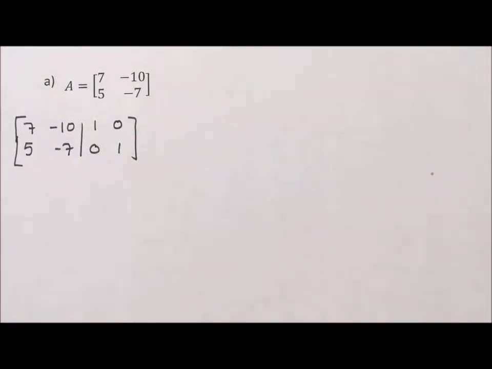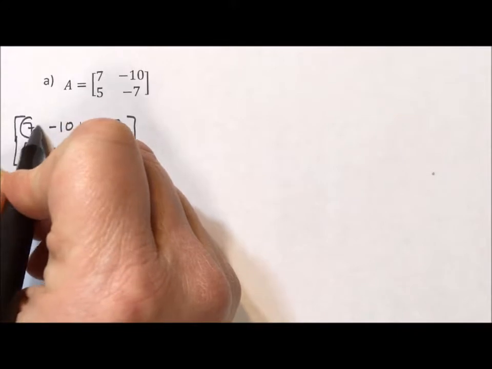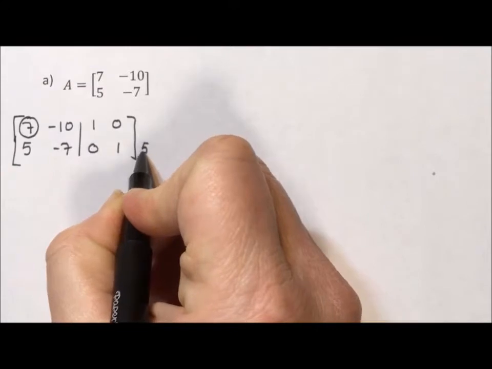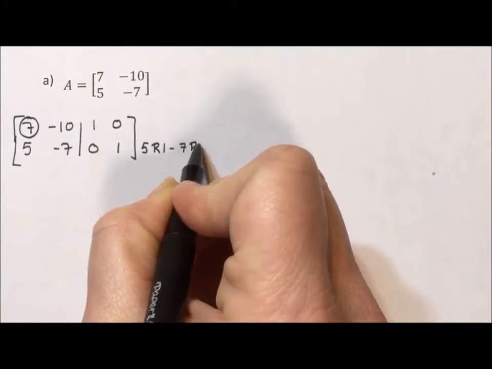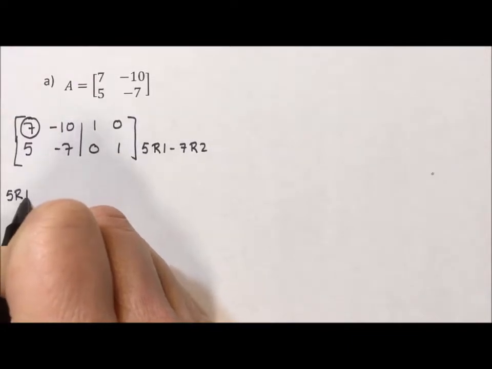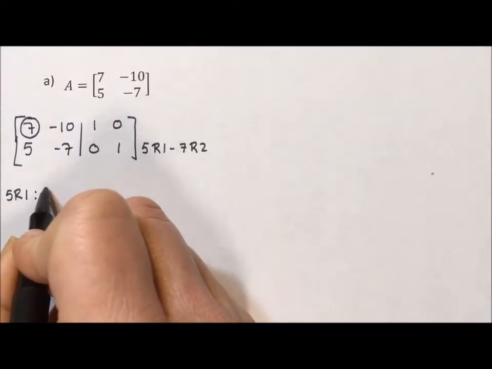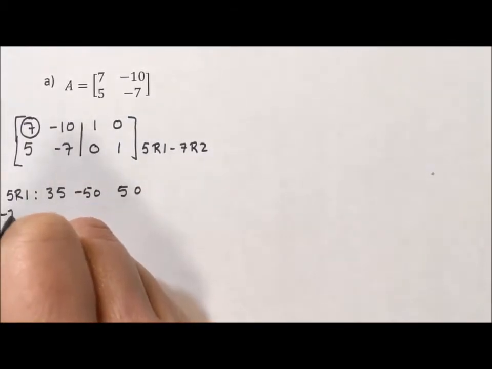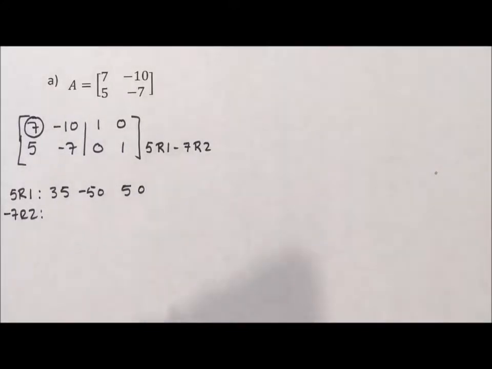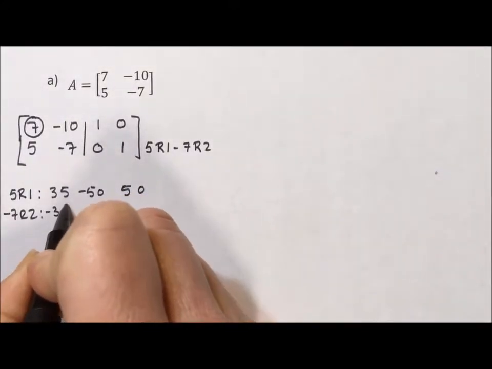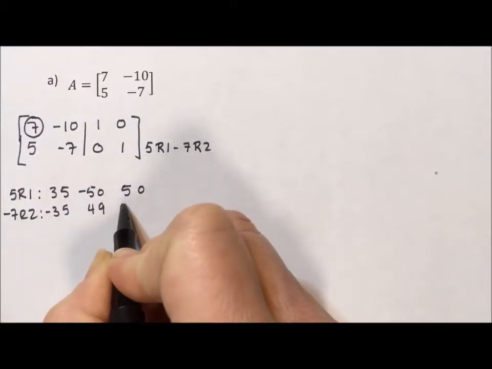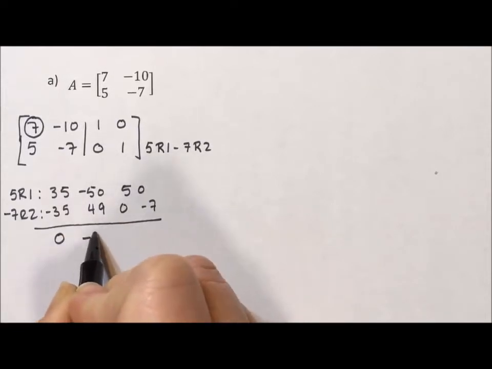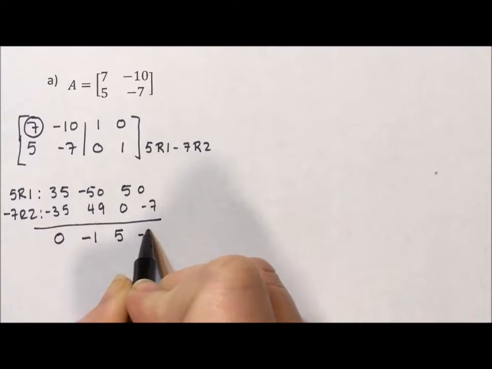So the way I'm going to do my calculations is I'm going to pivot on this 7. I'm going to use this 7 to zero out the 5. To do that, I'm going to do 5 times row 1 minus 7 times row 2. 5 times row 1 is going to be 35, negative 50, 5, 0. Negative 7 times row 2 is going to be negative 35, 49, 0, negative 7. And when I add down, I'm going to get a 0, a negative 1, 5, negative 7.